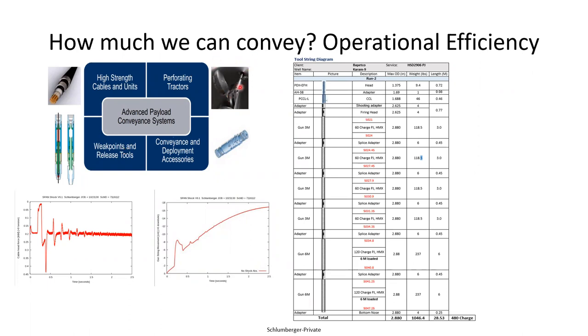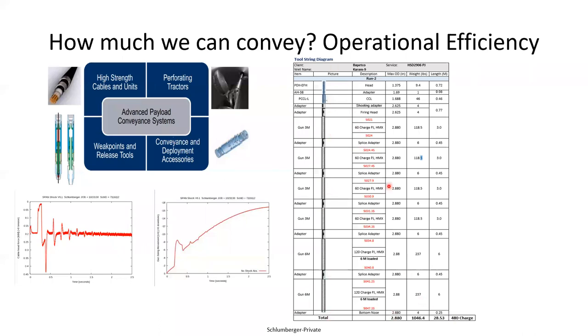In the case of highly deviated wells, we have something called perforating tractors, the equipment we use to convey the guns into the horizontal section, and then we can shoot the guns. We also have equipment like shock absorbers that help us not damage any of the equipment above the gun, for example a CCL or a gamma ray for correlation. We also have to simulate the gun shock and the gun jump whenever we convey these very long guns.